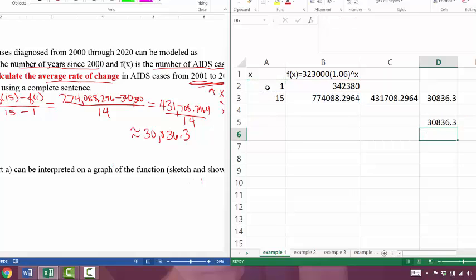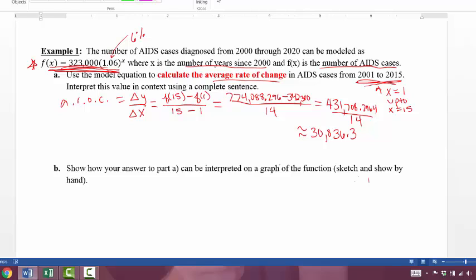And we get the same. So you don't have to do it in multiple steps. Excel can do it all in one step. We also, of course, want to interpret the meaning of this number. This is a rate of change.